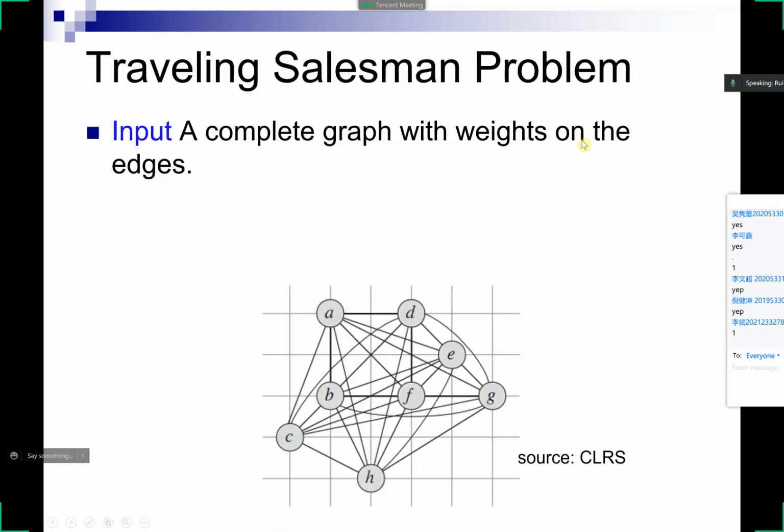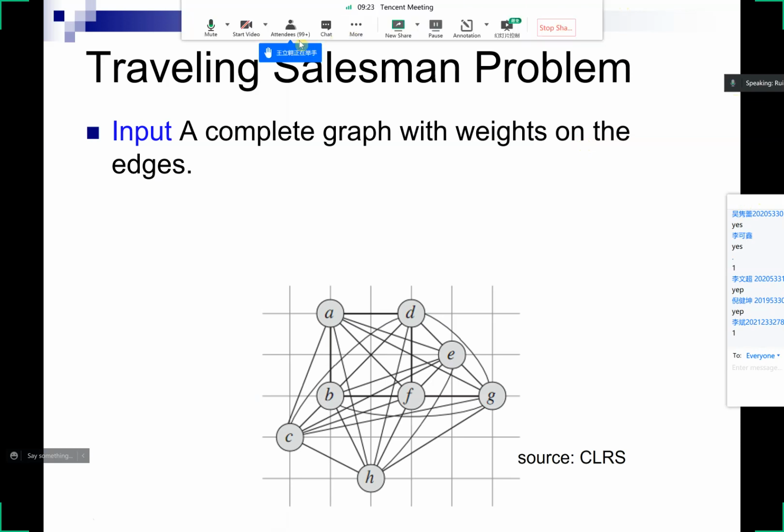So the first problem we're looking at is, wait, what is this? Not sure what this is. Okay, I don't know what that is.